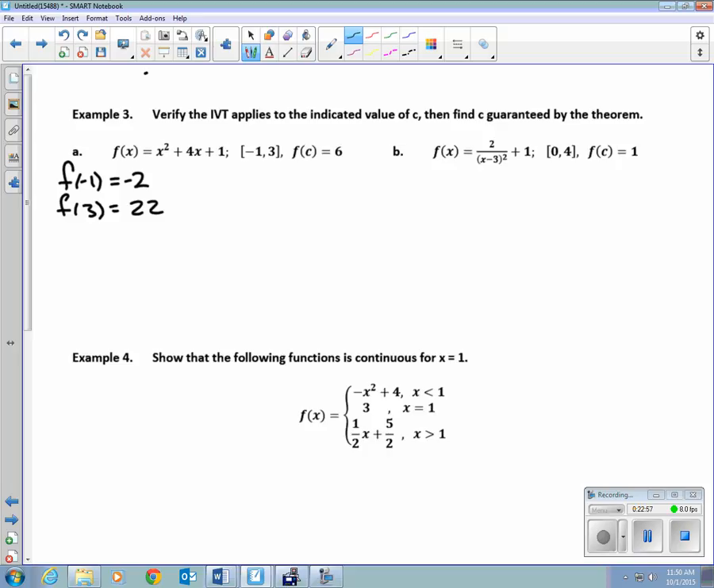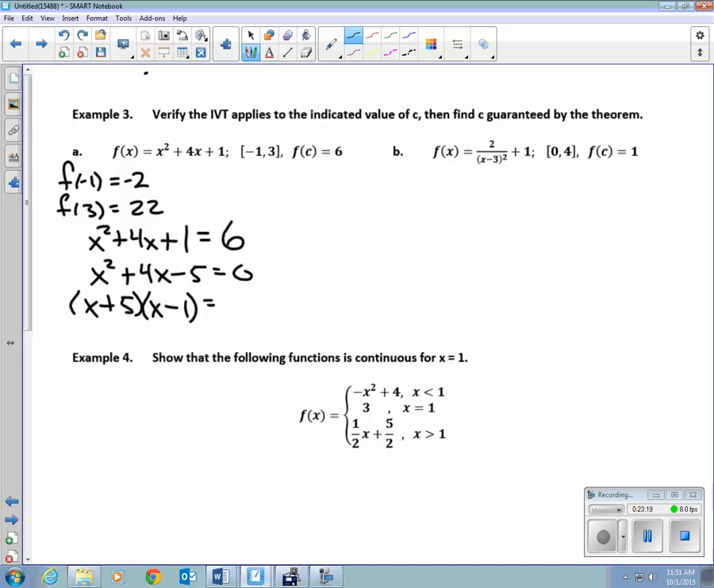I want to find the C value where that happens. So I will say x squared plus 4x plus 1. Where is that equal to 6? At what point does it equal 6? I'll subtract the 6 over. We're solving a quadratic. I'm going to factor to x plus 5 and x minus 1. I get negative 5 and positive 1. So what's my answer? What is my C value?